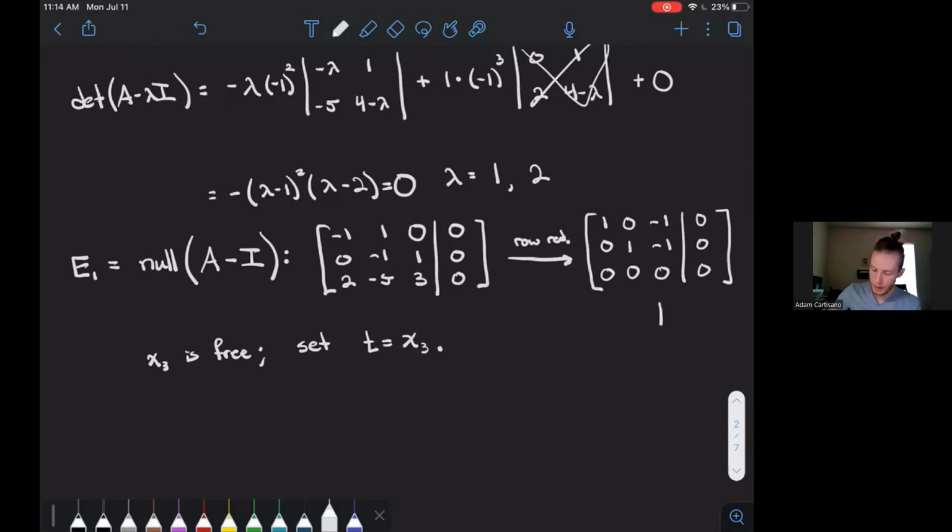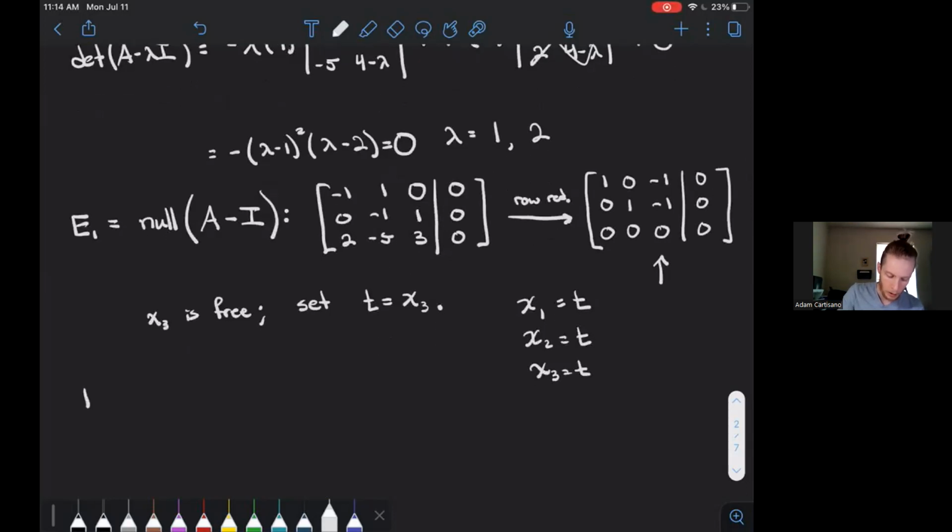Then by this equation, we have x1 equals t and x2 equals t. It's like x1 minus x3 equals 0, well then x1 equals x3. And x2 minus x3 equals 0, well then x2 equals x3. And x3 is already equal to x3. So we'll just put it like this.